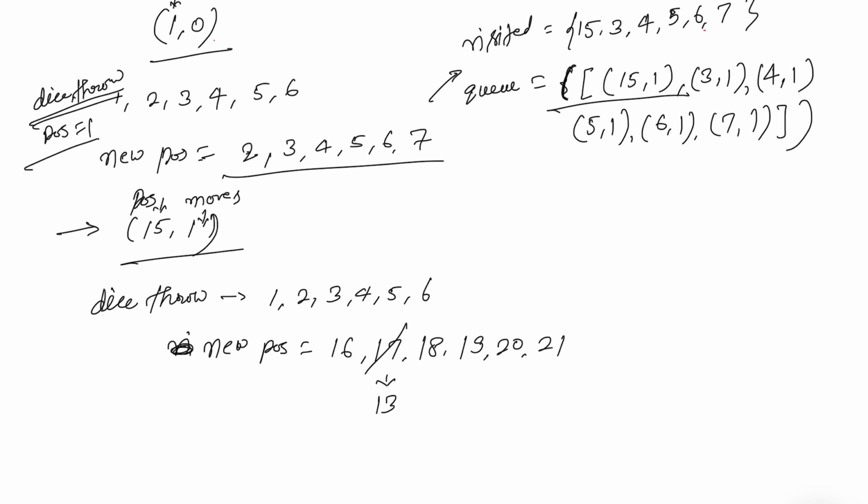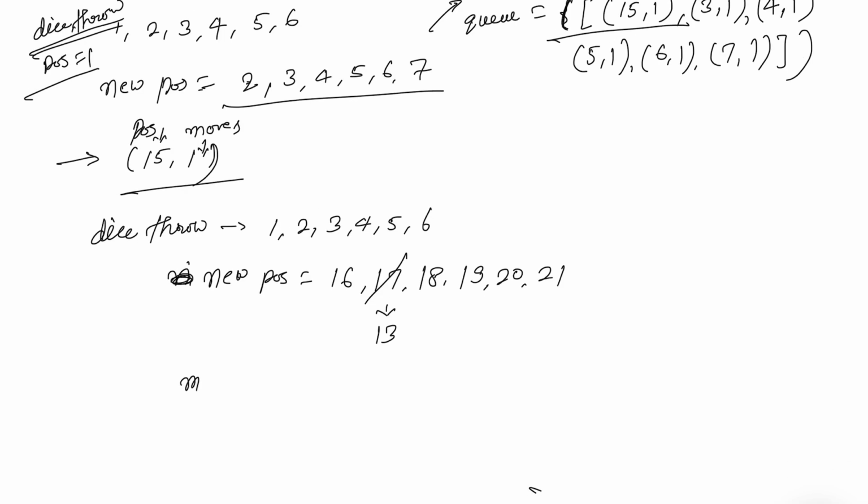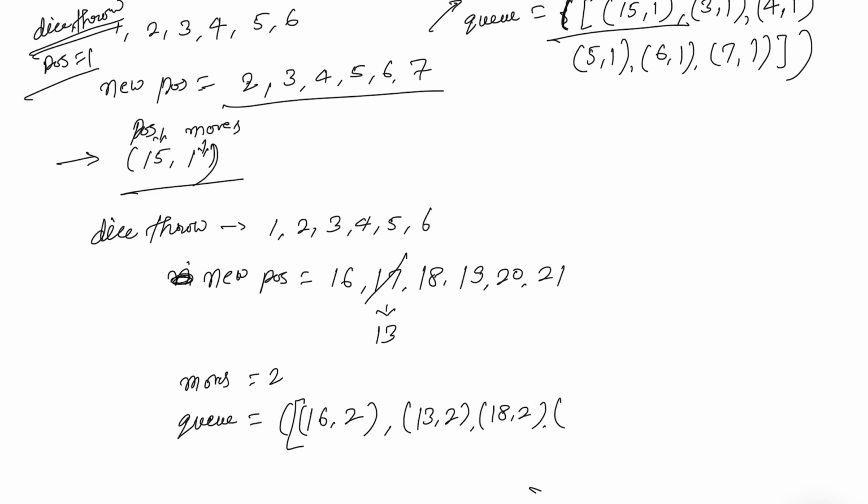So for all, the number of moves will be 2. Inside of this queue, it will be stored like this: 16 2, 13 2, 18 2, 19 2, 20 2, and 21 2. These are the possibilities which can be reached after it has gone to 15, in two moves.